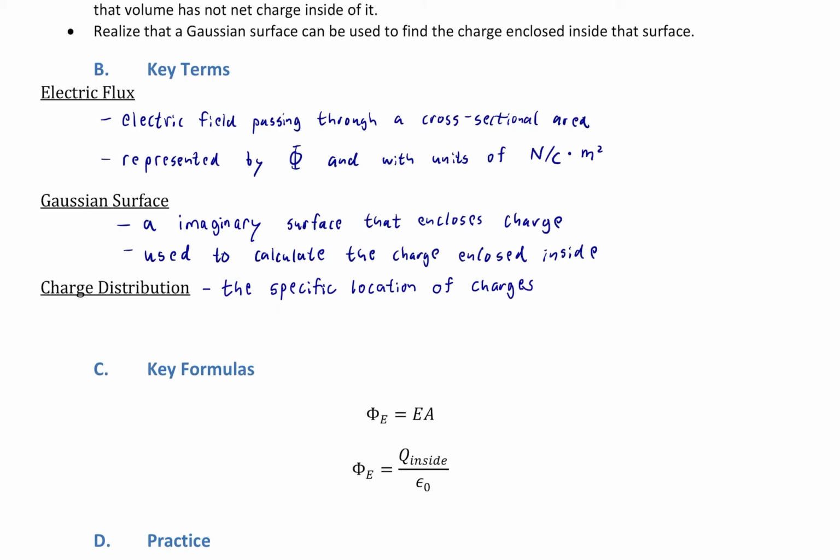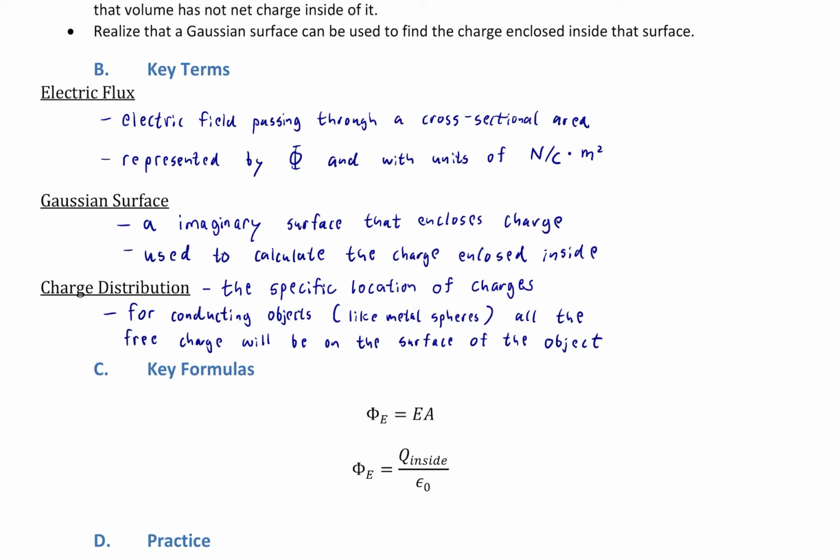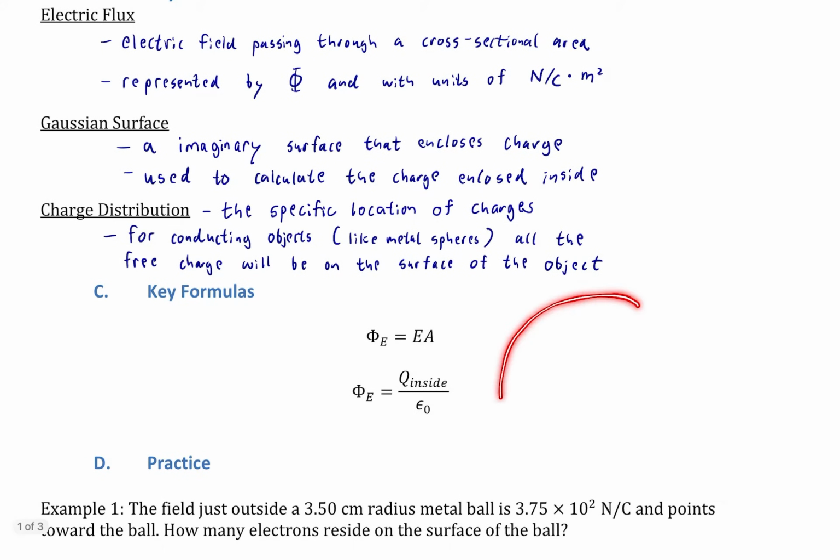But with millions and millions of individual charges, there are some key characteristics. The one we care about the most is that for any conductor, like a metal sphere, and that's a go-to example here, just like a conducting metal ball, all the free charge will be on the surface of the object. Now, can you imagine why that would be? Why would all the free charge be on the surface of our sphere?